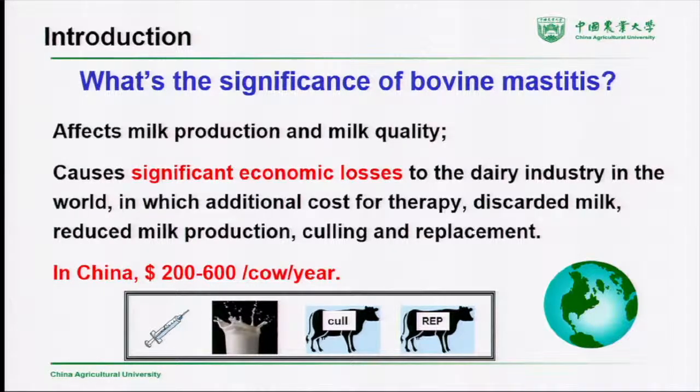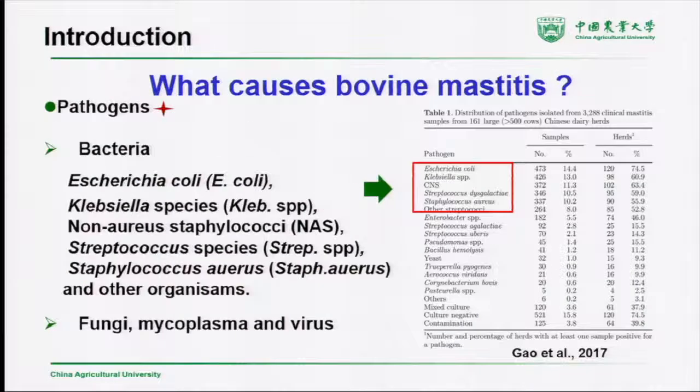Also, additional cost for therapy, discarded milk, reduced milk production, culling, and replacement can cause significant economic losses to the dairy industry in the world. And in China, it might cost $200 to $600 for one cow every year.